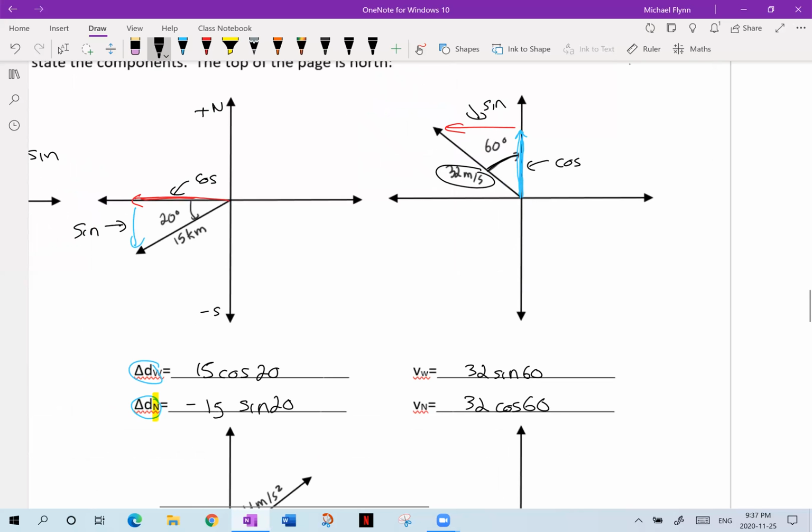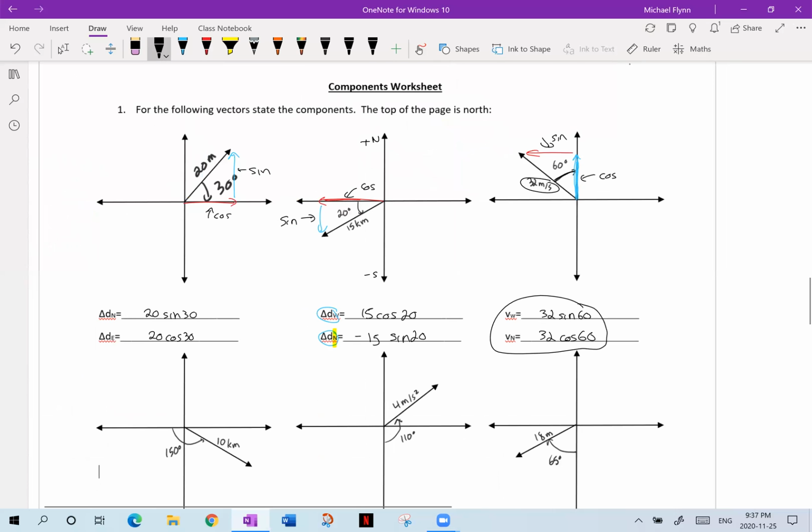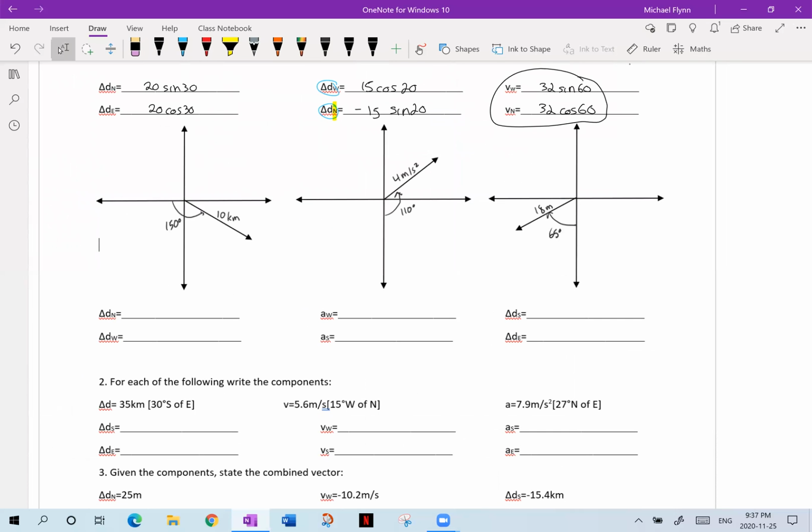Some students get it in their head that the north one always goes with sine and the west one always goes with cos. That's not true. This example shows that that's not always true. Sometimes it does, sometimes it doesn't. It depends on where the angle is being measured.